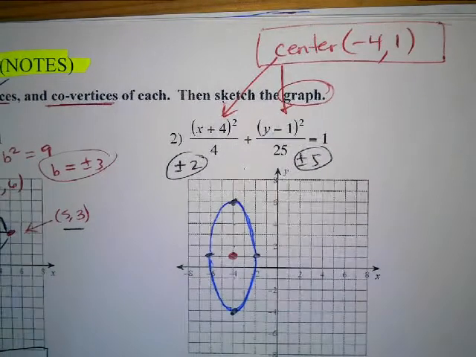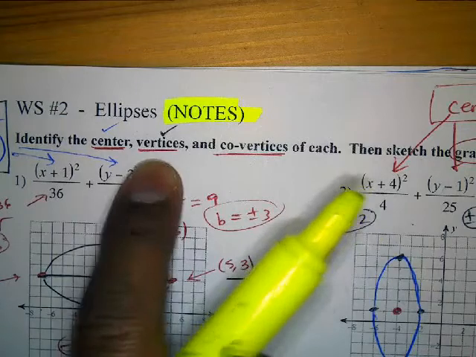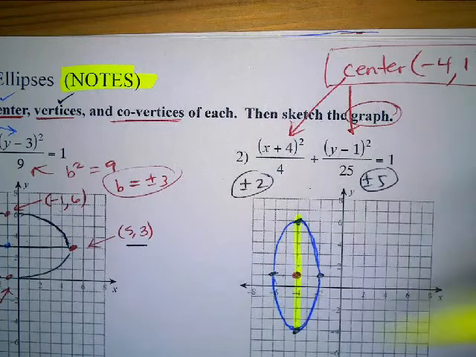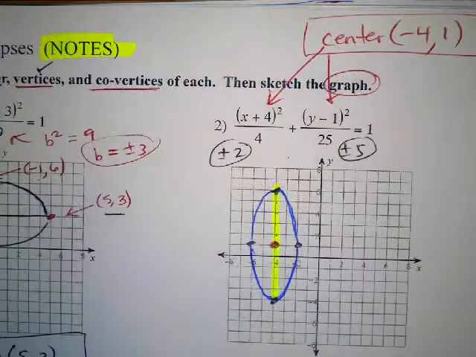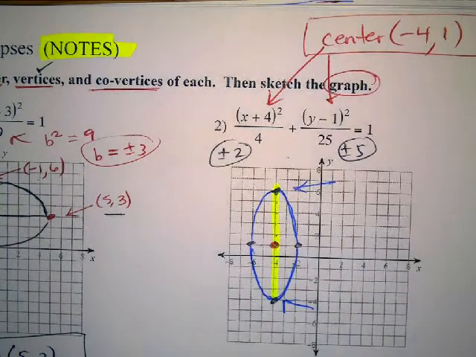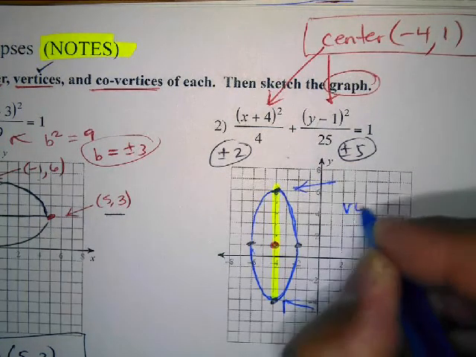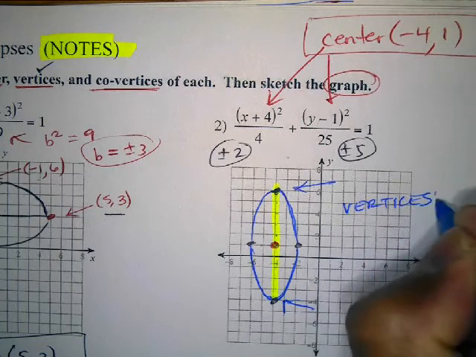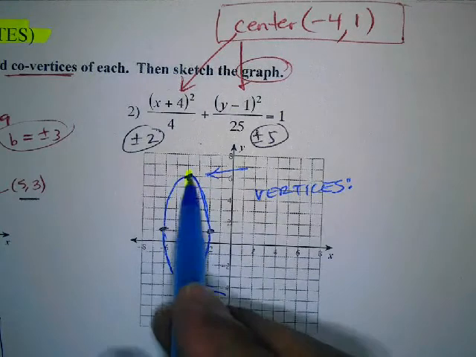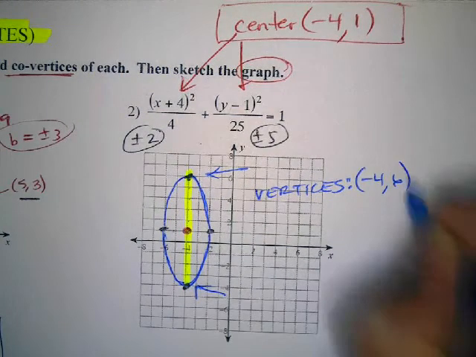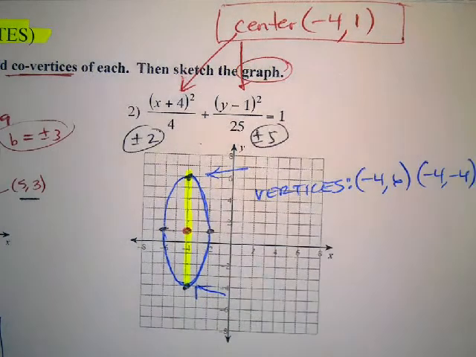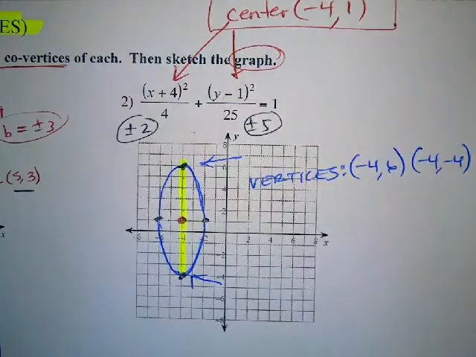And now, which ones are the vertices and which ones are the co-vertices? There's vertices and there's co-vertices. The vertices are the ones on the major axis, on the longer, elongated side. So here are your vertices. What is that going to be? Vertices: -4, 6, and -4, -4.